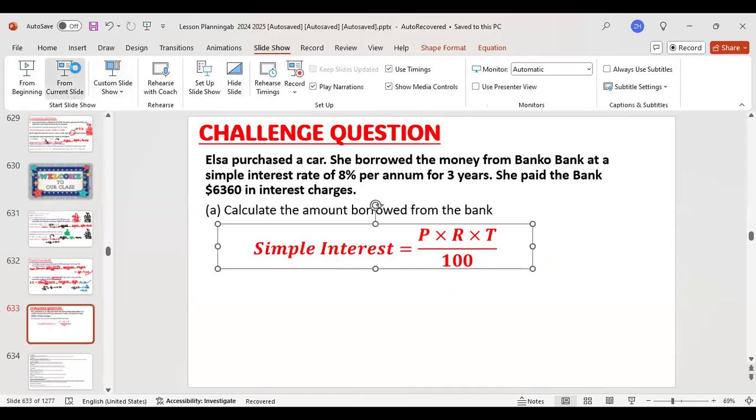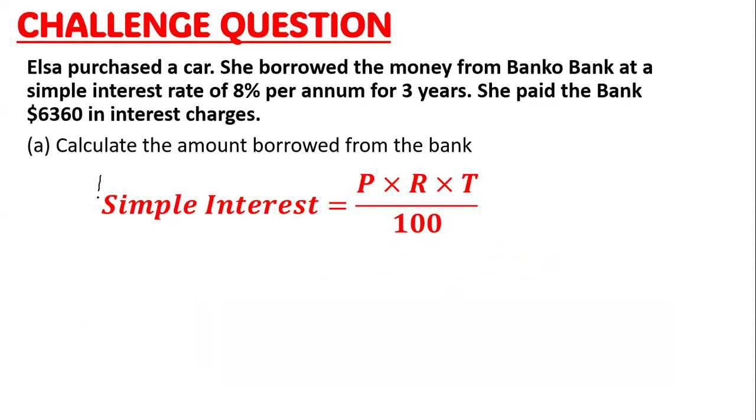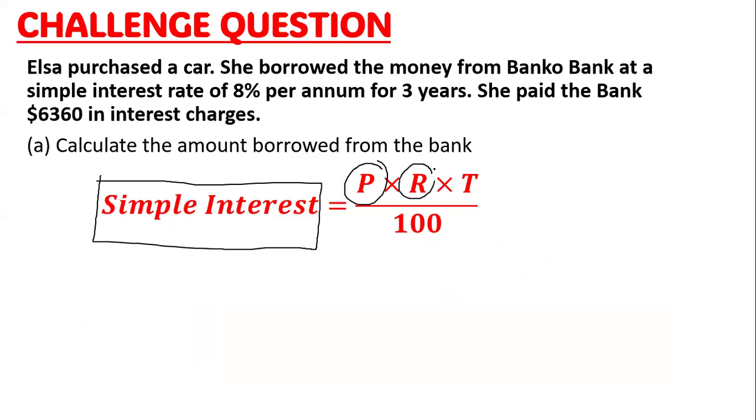The answer is 26,500. But let me show you all what's the difference that we're doing here. Remember, all we were trying to do was find a simple interest. When we were trying to find a simple interest, they gave us the principal, the rate, and the time. That's how it always is.